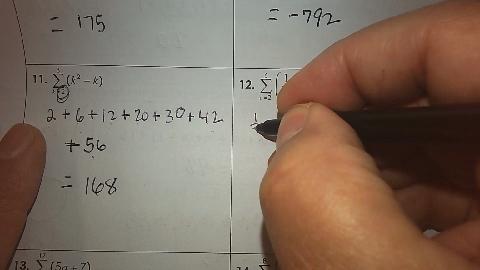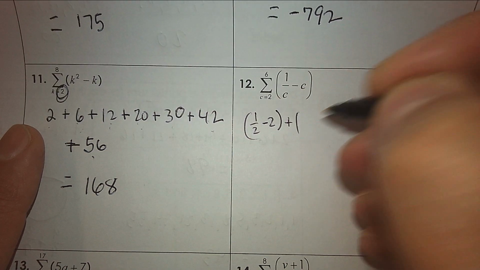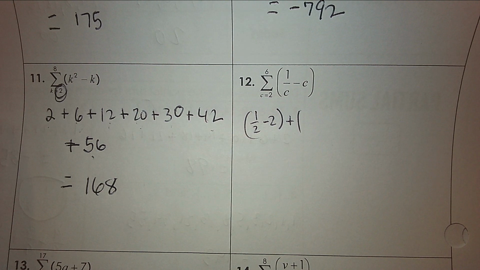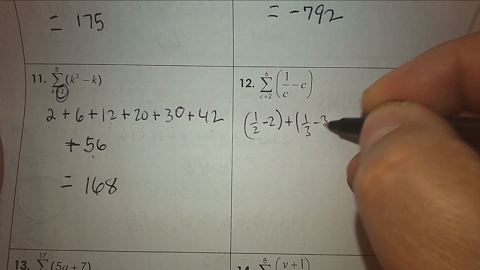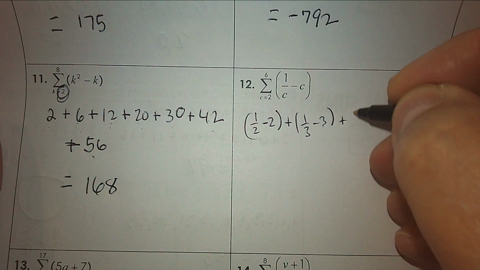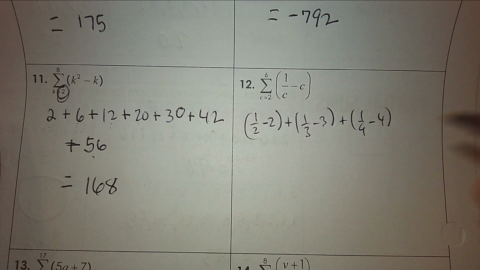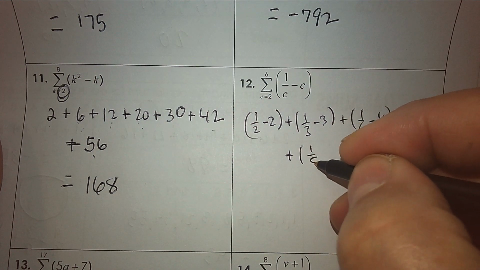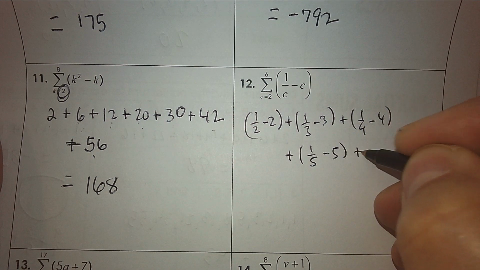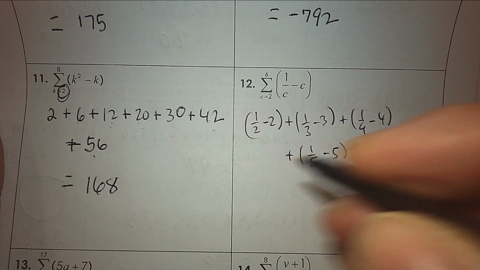1/2, or I can just write it out. 1/2 take away 2. It's exactly negative 1.5. Good thinking. 3 is 1/3 take away 3. Are you good with that one? 4 is 1/4 take away 4. You can just type it in like this in your calculator. 1/5 take away 5. There's a pattern here to write it out. And then I end with 1/6 take away 6.